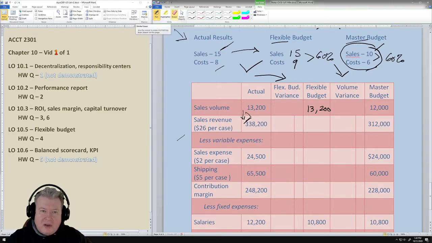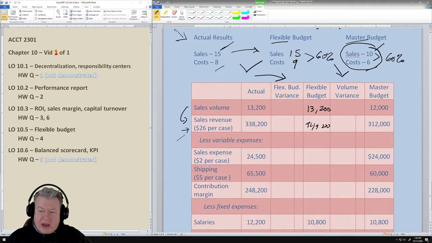That's not how these two are calculated. This is what we call a standardized number. In other words, that's how the 12,000 to the 312,000 is considered. So what I would do is take this 13,200 and multiply it by 26. If our budget is $26, I guess I should say this is the budgeted number, not the actual number. And I've actually calculated over here, this would be 343,200.